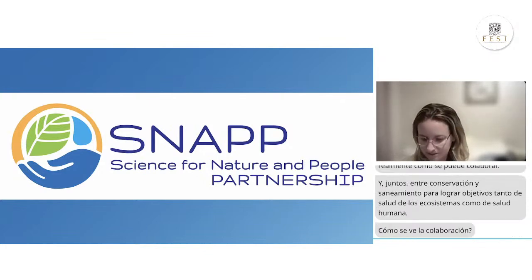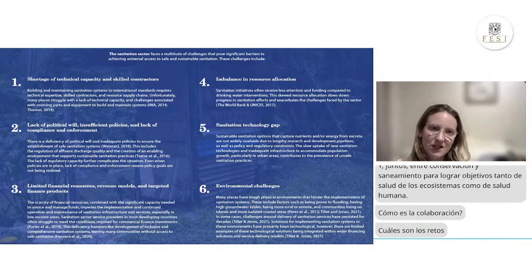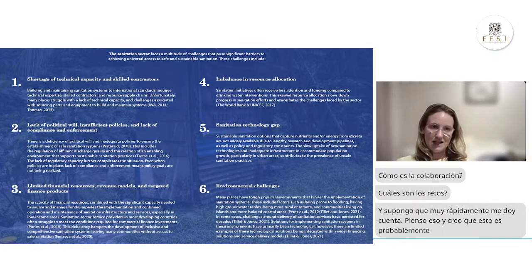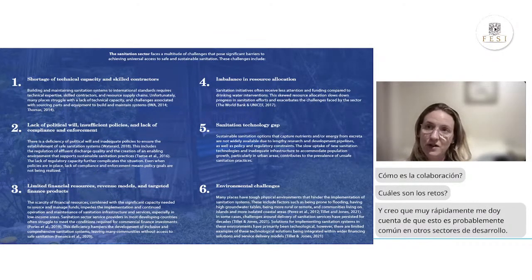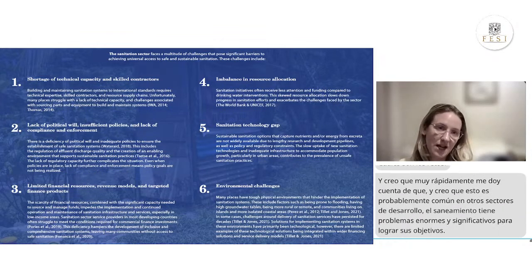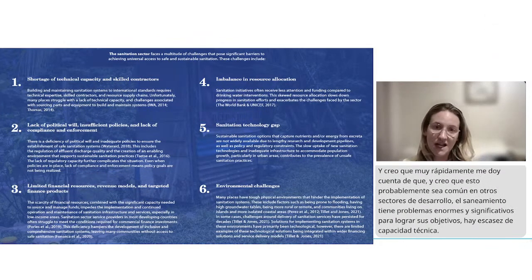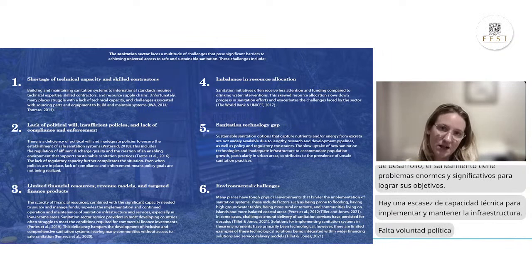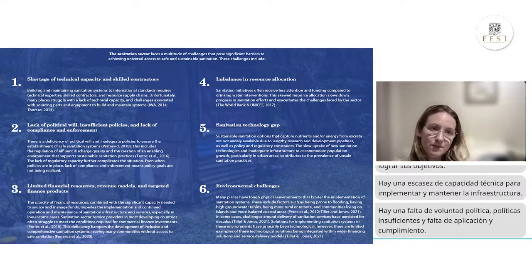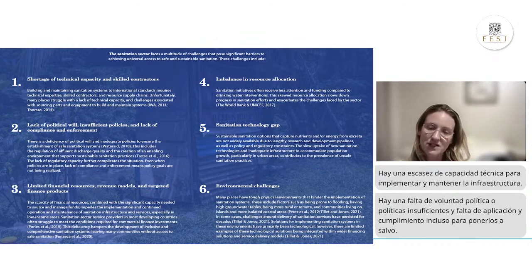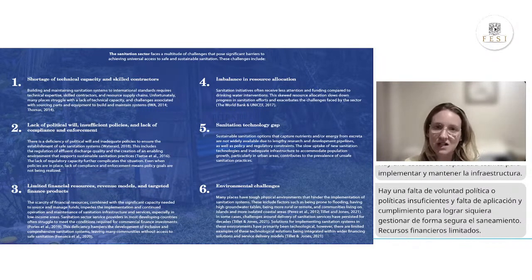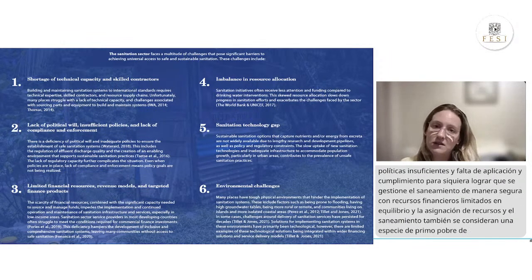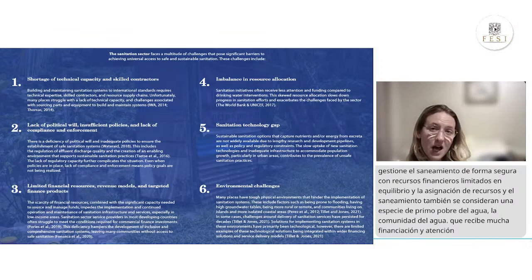What are the challenges? And I think we very quickly realized, and this is probably common in other development sectors, that sanitation has huge and significant problems achieving its goals. There's a shortage of technical capacity to actually implement and maintain infrastructure. There's a lack of political will, insufficient policies, and lack of enforcement and compliance to even get to safely managed sanitation, limited financial resources, and imbalance in resource allocation. Sanitation is also considered the poor cousin of water, the water community that gets a lot of funding and attention. There's a huge technology gap in sanitation infrastructure.